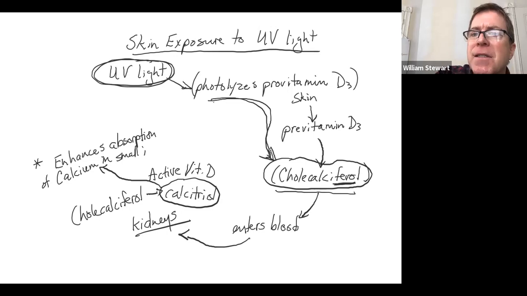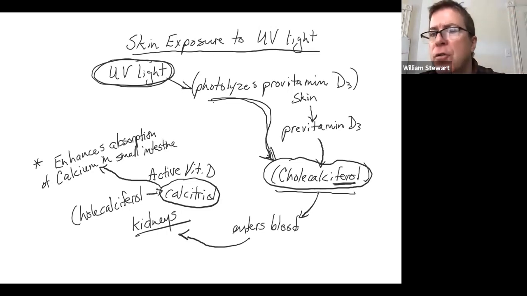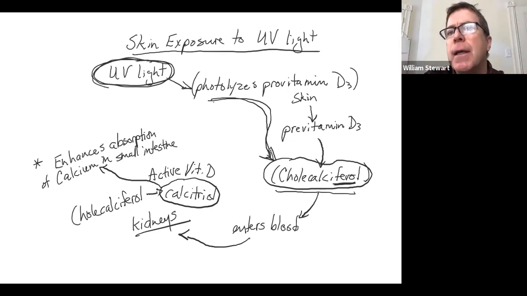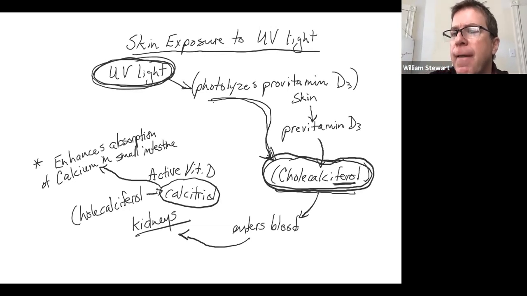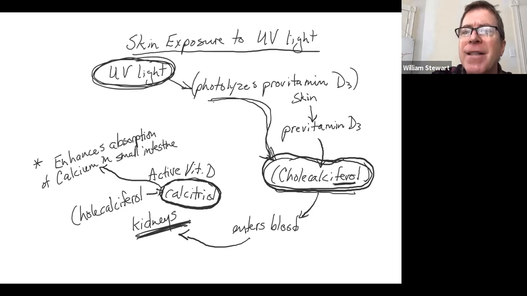So one of the essential functions of the skin is to produce what we call vitamin D. But this is the real pathway. When sunlight hits our skin, it produces this vitamin D precursor called cholecalciferol. That then travels to the kidneys, where it gets converted to the active form of vitamin D, calcitriol. Its function, calcitriol, active vitamin D, is to enhance the absorption of calcium in the small intestine.